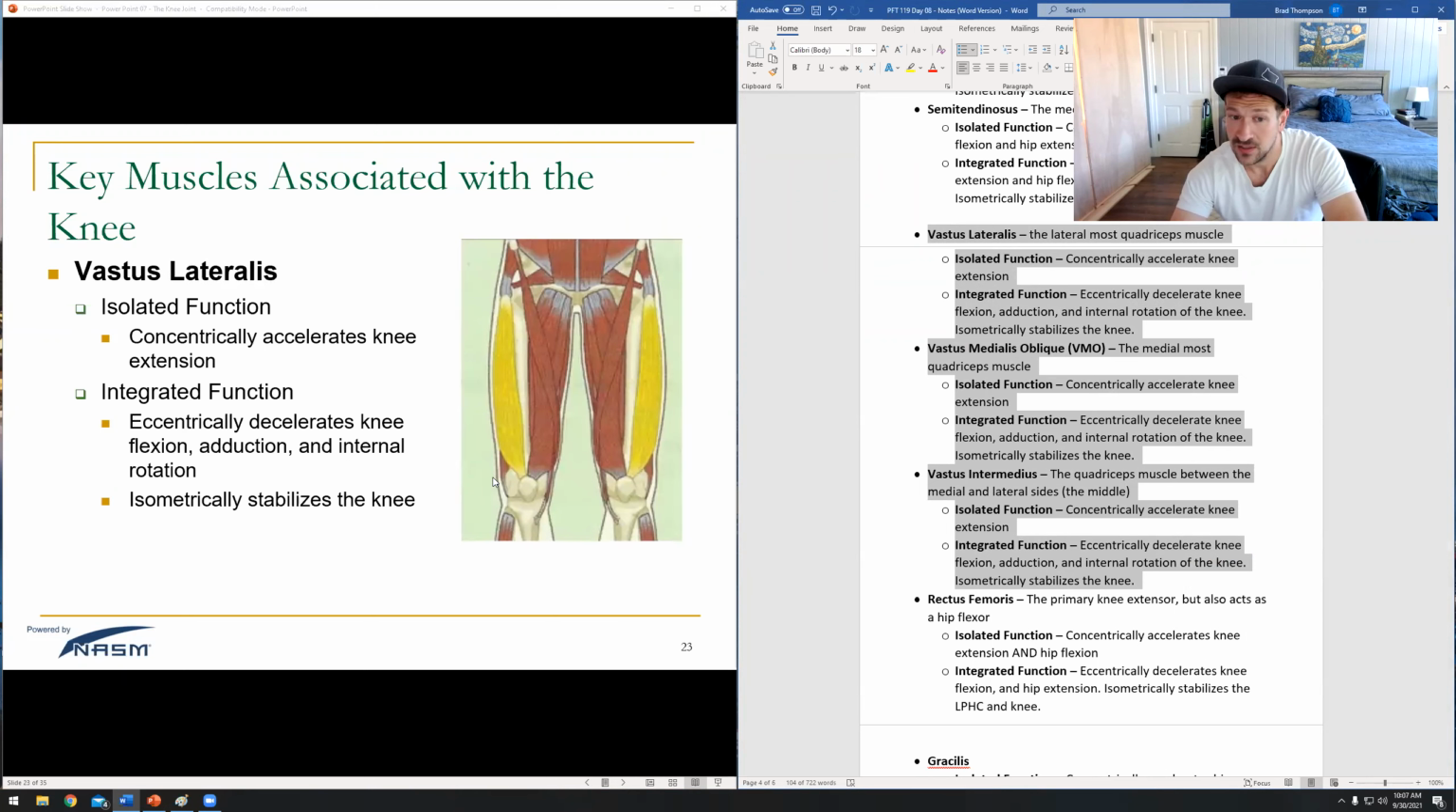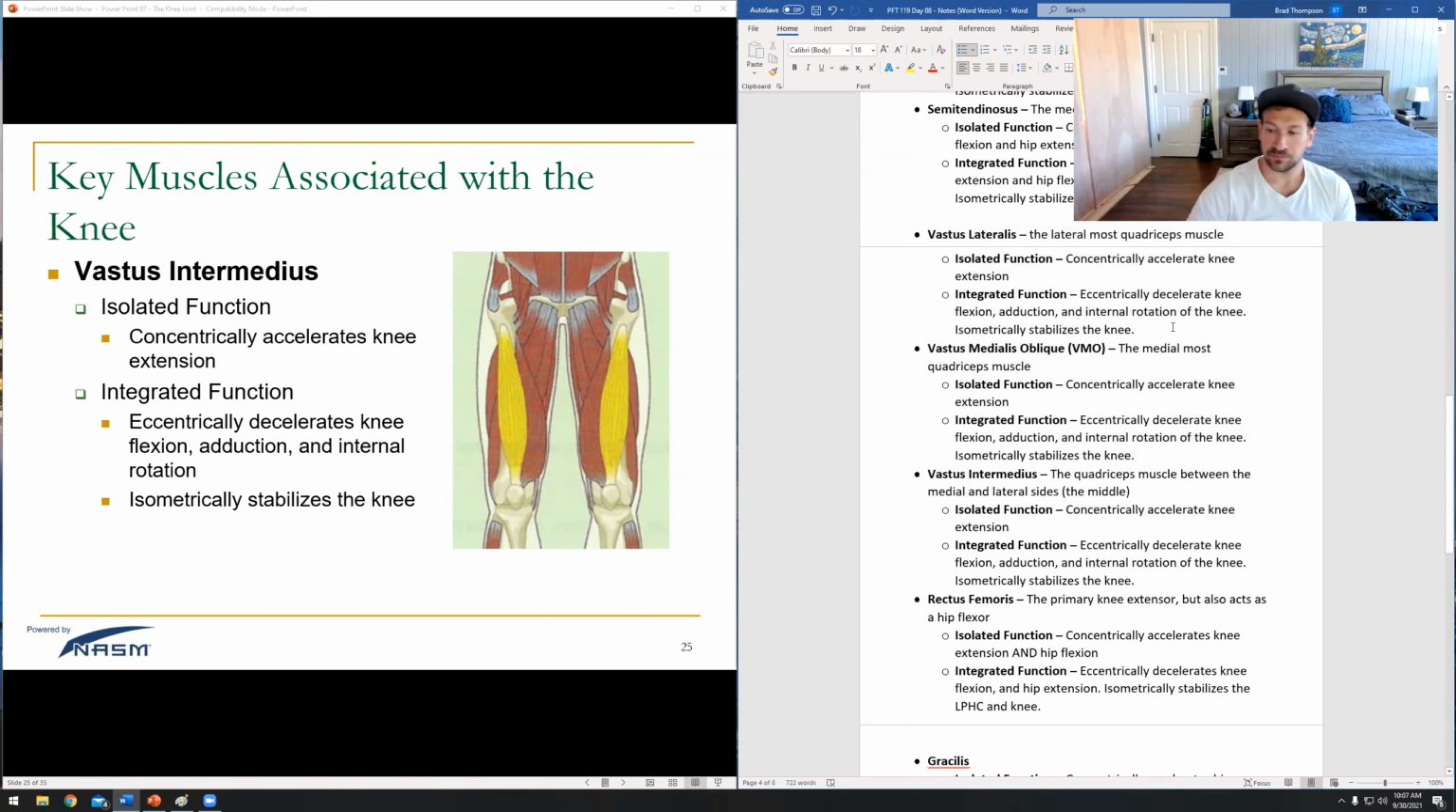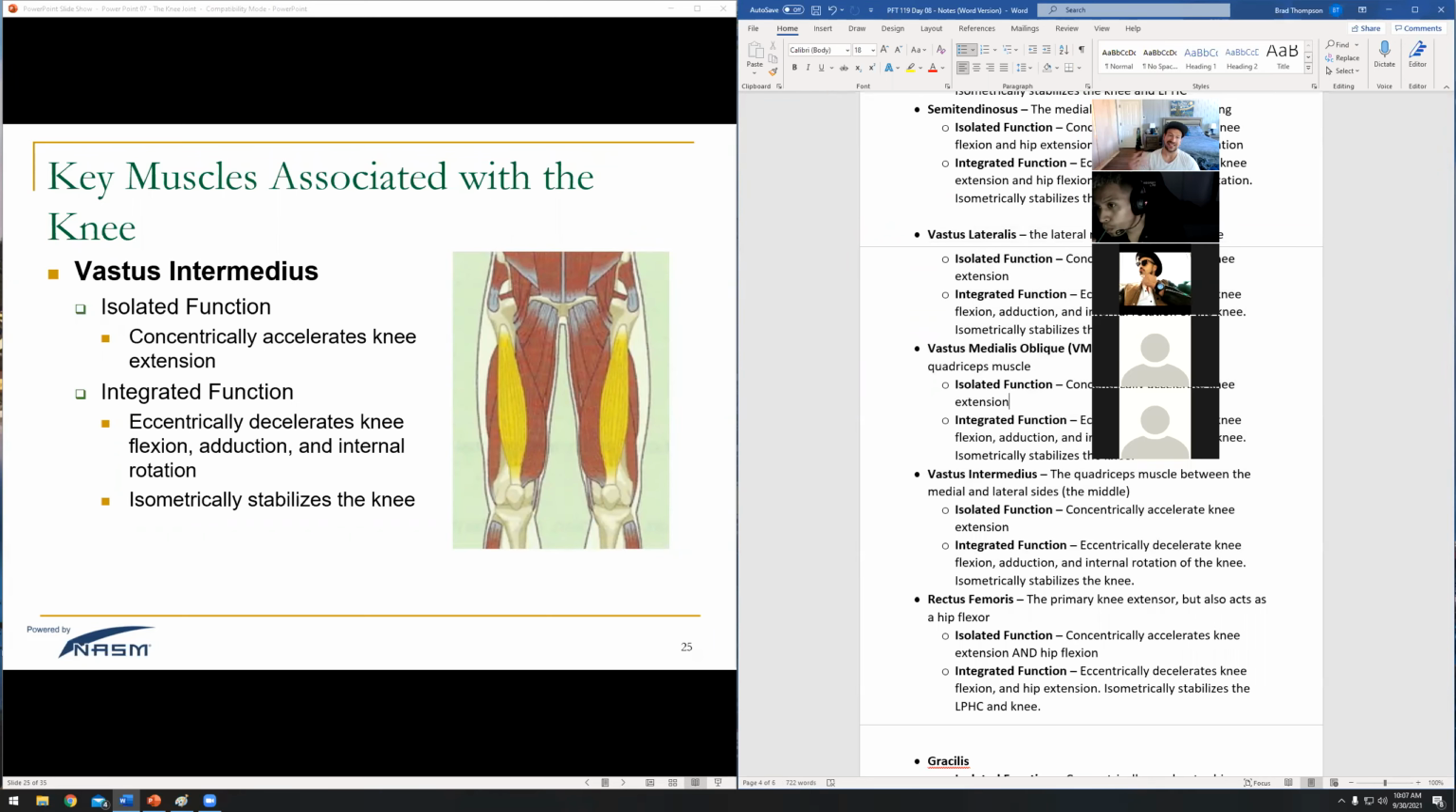Lateralis, medialis in the middle, intermedius, right? So all three of them concentrically accelerate knee extension, and then they eccentrically decelerate during knee flexion, right? Which means if I want to stretch them, I do knee flexion. And there we go, right? But like I said, those muscles are not the bad guys oftentimes. Those are the muscles that are not all that often tight.